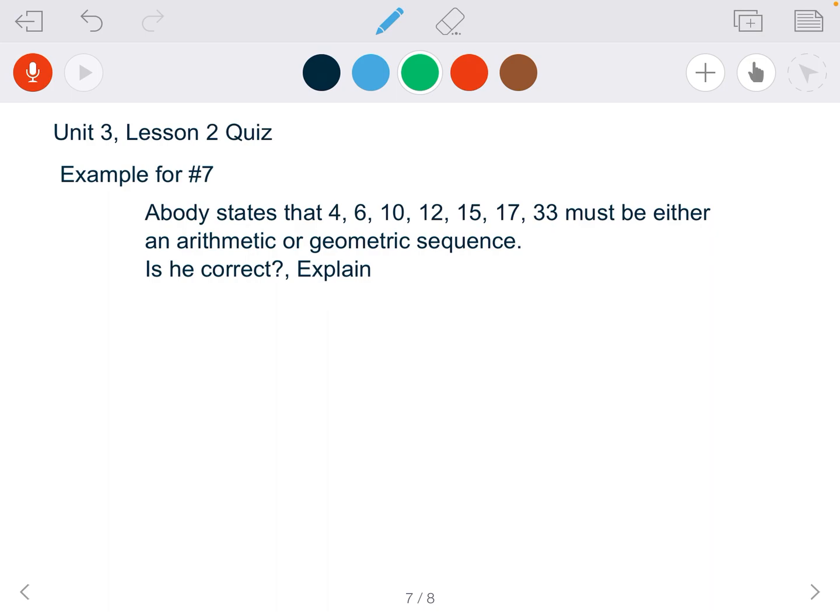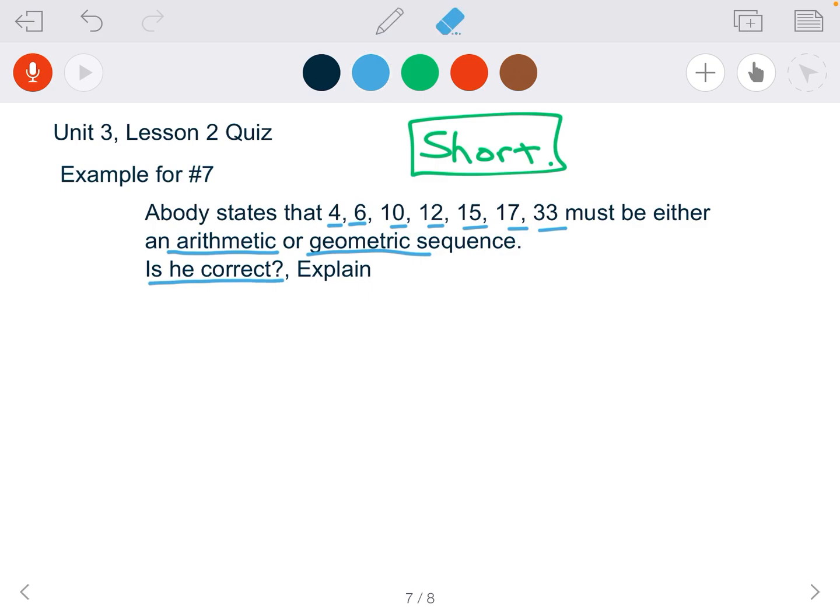And then the final question is similar to this. This is a short answer. Short answer. Don't copy and paste from Brainly or wherever you're doing it. You guys are getting the same exact answers sometimes, and you can't exactly say the same thing as another student does unless you're copying and pasting. But anyway, Abodi states that 4, 6, 10, 12, 15, 17, 33 must either be an arithmetic or a geometric sequence. Is Abodi correct? Well, let me look at those numbers.